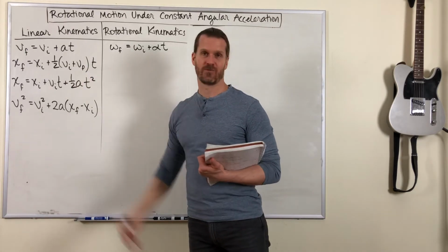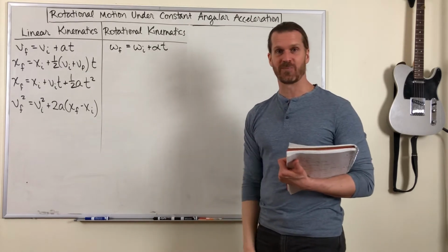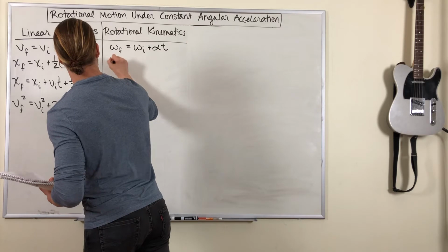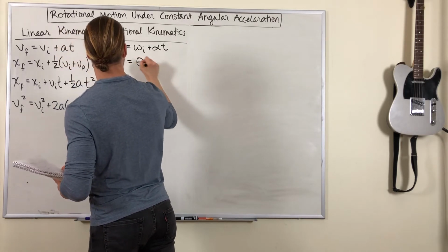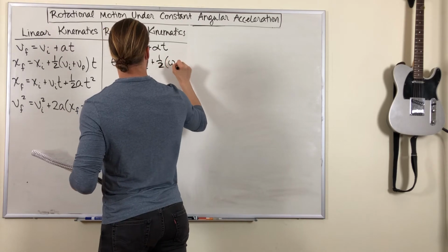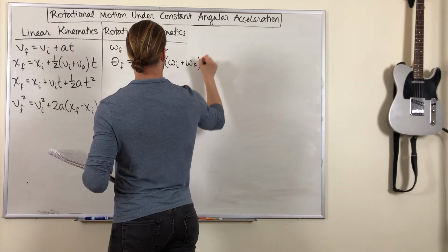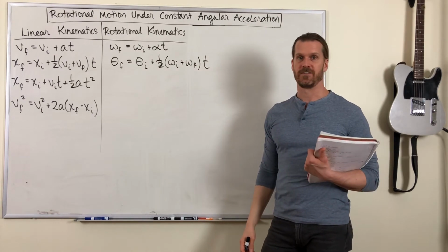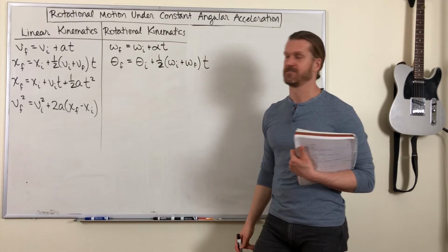The rotational equivalent of position is angular position, theta. So our second equation looks like this. Theta final equals theta initial plus 1/2 (omega initial plus omega final) t. And I think you can see where this is heading now.